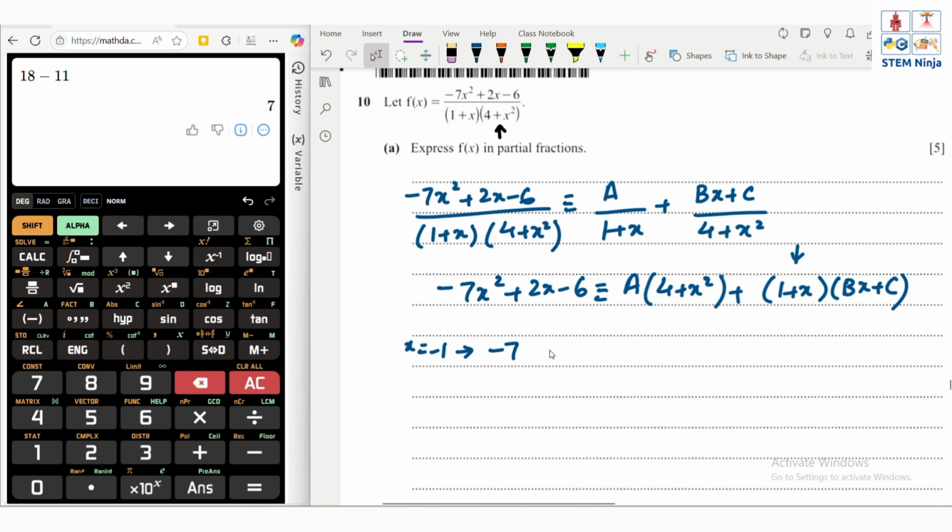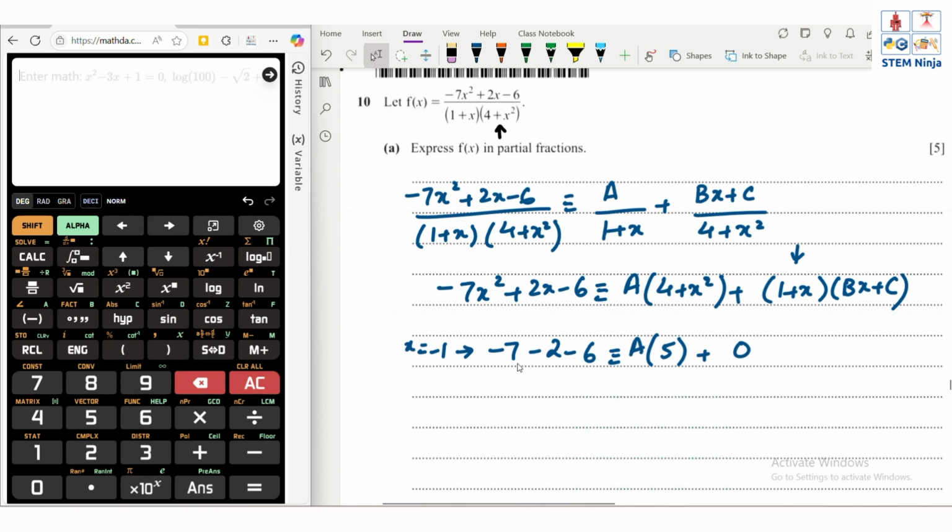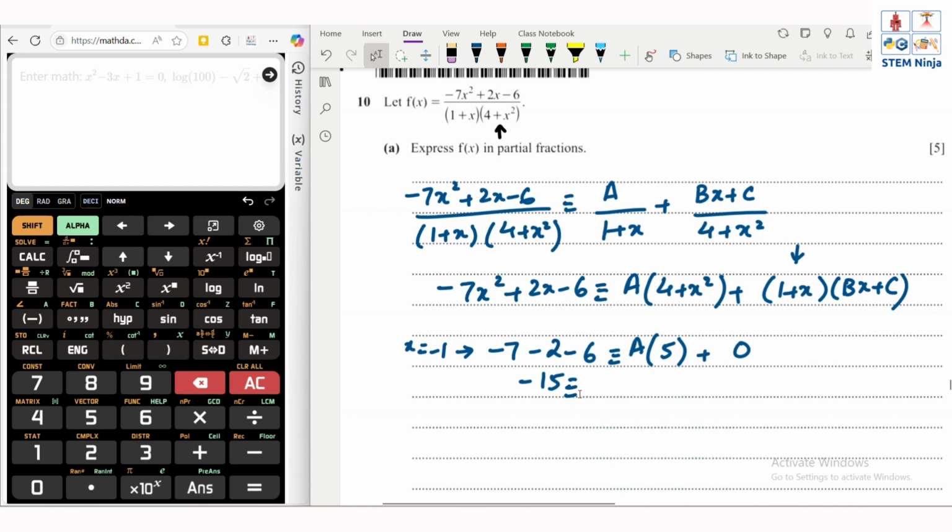So minus 7, minus 2, minus 6, equals a times 4 plus 1, 5. This term would become 0. So minus 9 minus 6 is minus 15. A times 5. So A is minus 3.